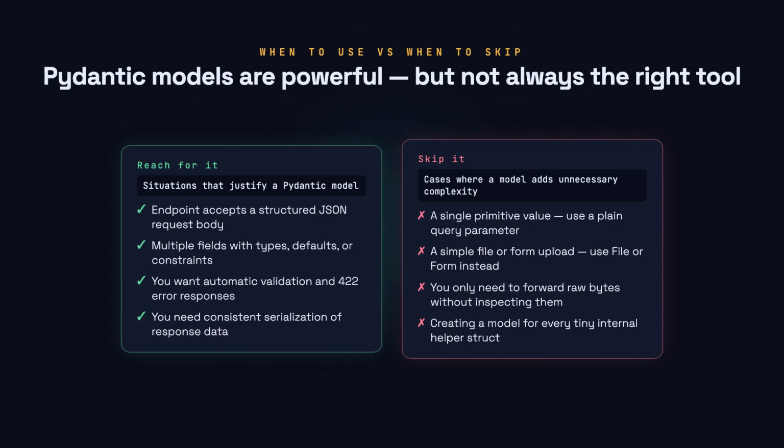Pydantic models shine whenever your endpoint deals with structured multi-field JSON data. They eliminate a whole category of manual validation code. However, they are not the right choice for every situation. A single query parameter like a page number does not need a model. File uploads use FastAPI's File and Form utilities instead. And creating a model for every tiny internal data structure in your application can lead to over-engineering. Save models for the boundaries where external data enters or leaves your system.